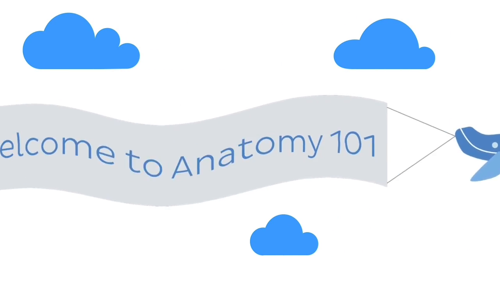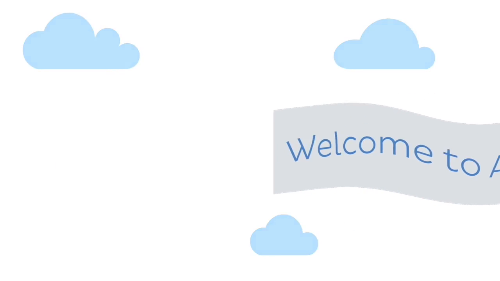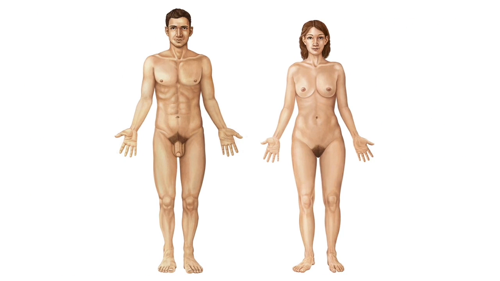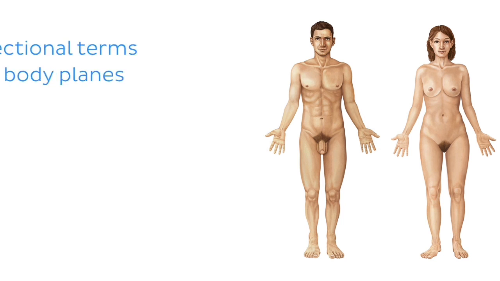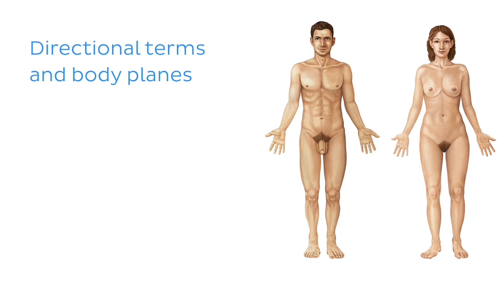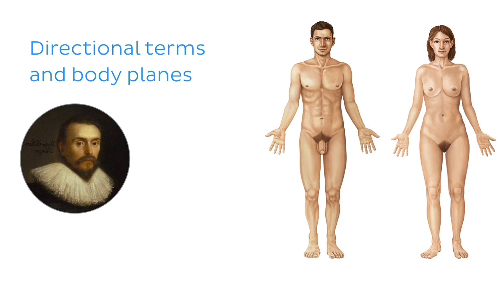So today's tutorial is effectively Anatomy 101. Before you learn about a single muscle, artery, nerve or vein in your anatomy class, you first need to learn about the directional terms and body planes we use to orientate ourselves in human anatomy. These terms act as a universally accepted language that enables precise communication between anatomists and health professionals.